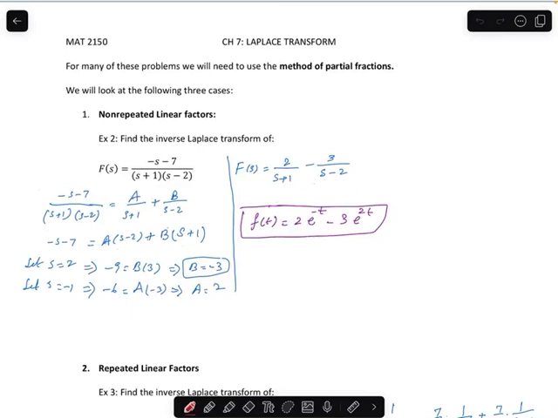Continuing with section 7.4, we now look at examples where we have more than one term or factor in the denominator. For this type of problem, we need the method of partial fractions. You may recall from Calc 2. You must have heard about partial fractions. Here we will review the method as we go along with our problems.